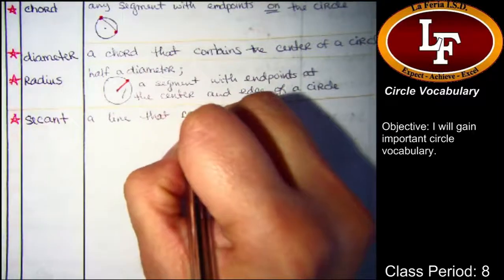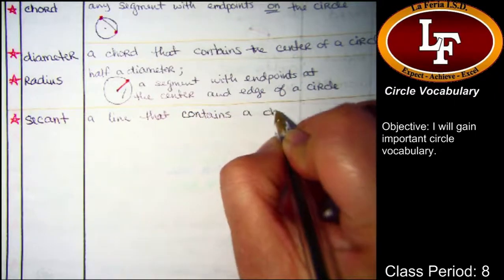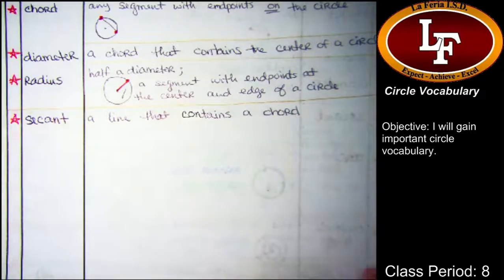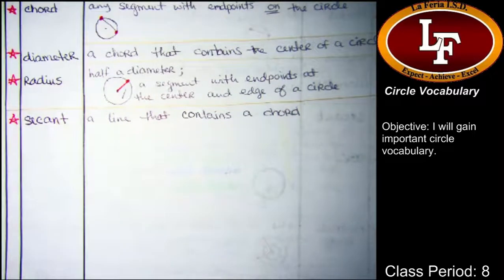So the secant is a line that contains a chord. If you can imagine our chord picture, and we extended that in both directions, we put those arrows at the end and had it continue on forever, that's a secant.